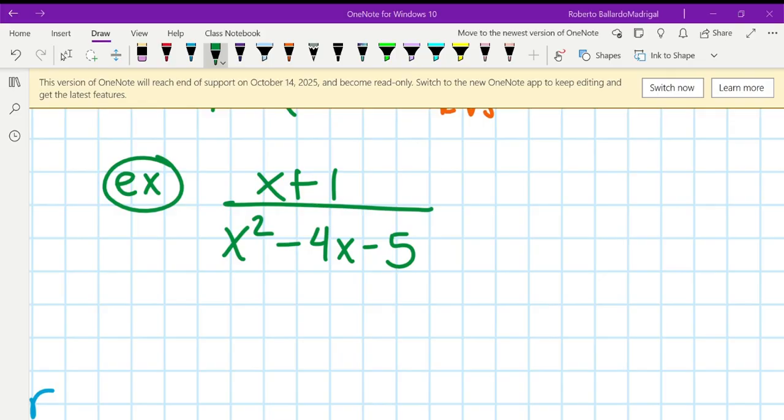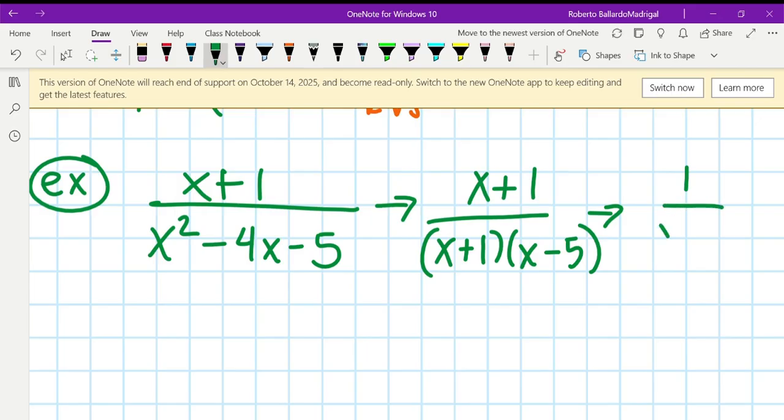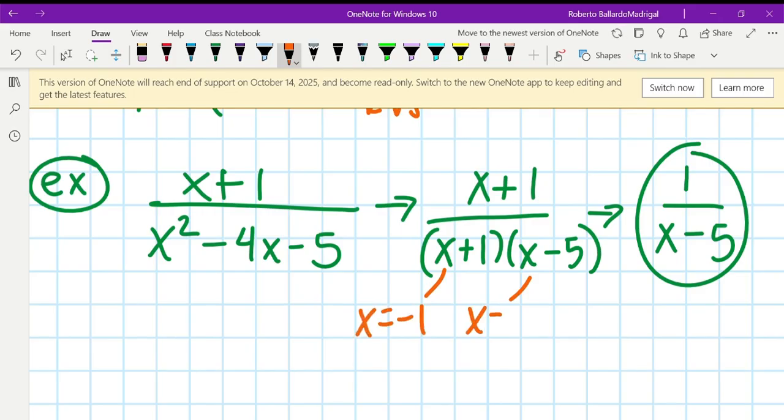Okay, you guys finished? Okay. Take 15 seconds to check in with the people around you. Okay, check your answers, please. 1 over x minus 5, and excluded values of -1 and +5. Right?